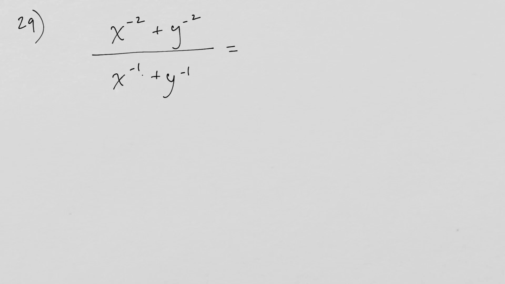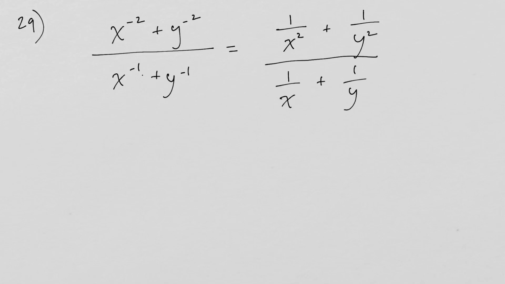Okay, so let's write this as fractions so it's a little easier to see. We have 1 over x squared plus 1 over y squared. In the denominator, we have 1 over x plus 1 over y. And the LCD is x squared y squared. So let's multiply each of these four fractions by that. I multiply this first one by that, this one by that, this one by that, and this one by that.